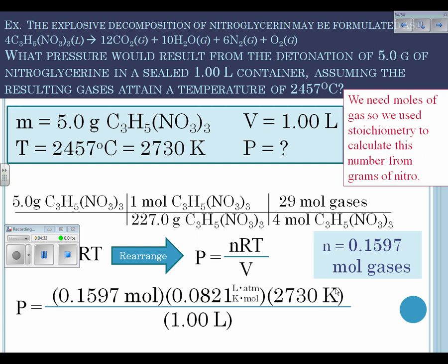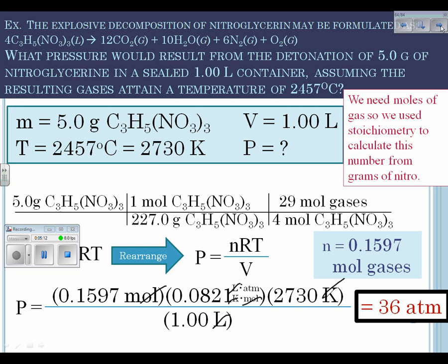It cancels out our liters, our Kelvin, and our moles. And then we end up with our answer as 36 atmospheres. Again, our answer is in atmospheres. We can only have 2 significant digits because of our 5 grams. All right. So again, we just had to use our molar ratios and our mole-to-mole ratios in order to get to the n value we needed.